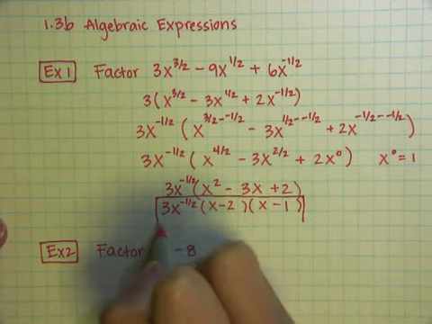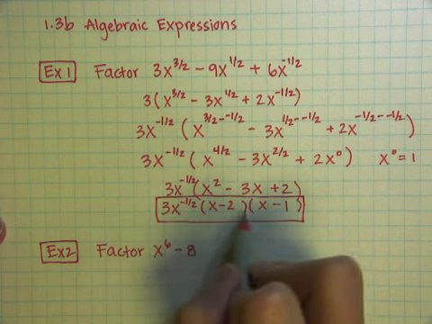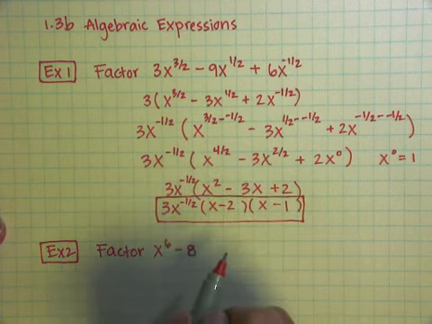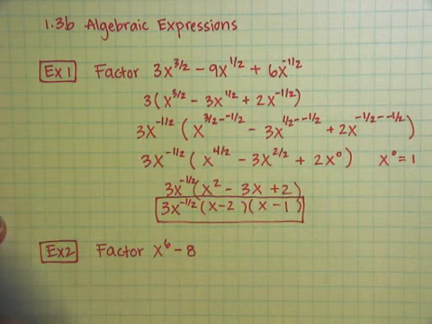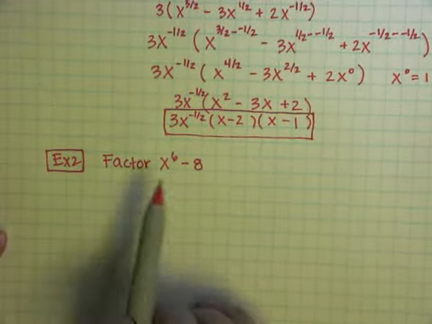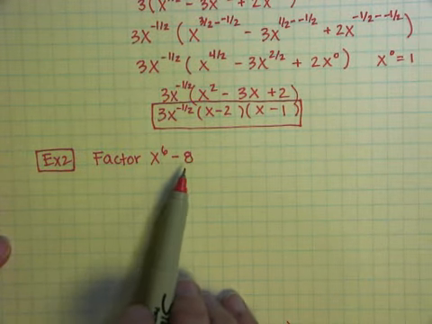And then, as always, if you wanted to check your work on a test or a quiz, you could FOIL out this parentheses and then distribute the 3x to the -1/2 back in, and it should match up with the original problem. The next one that usually causes pre-calculus kids some trouble are sum and difference of cubes, especially when they don't look like cubes.